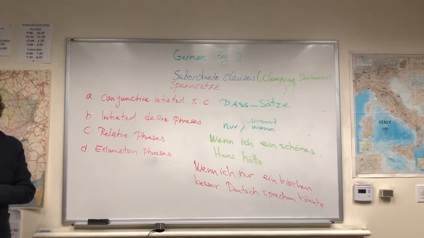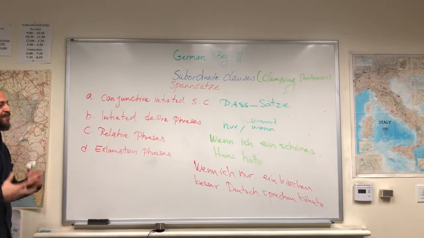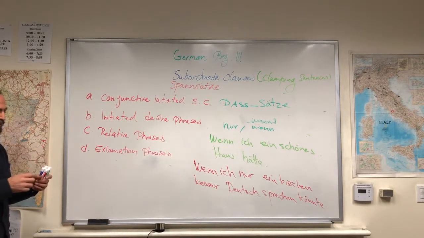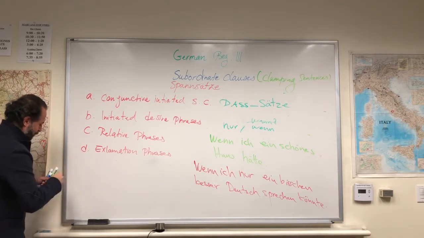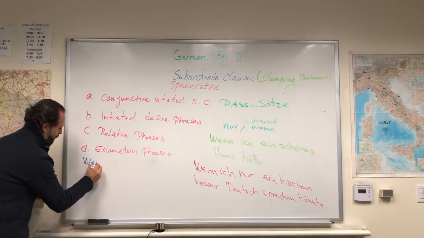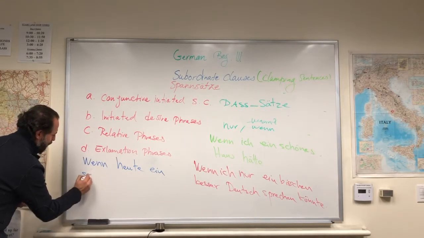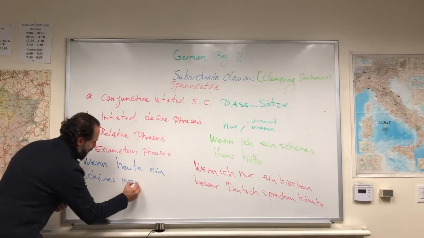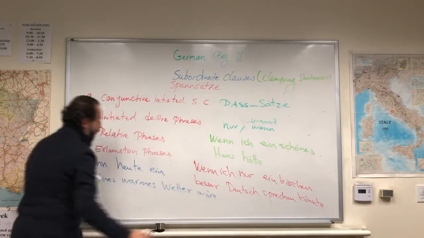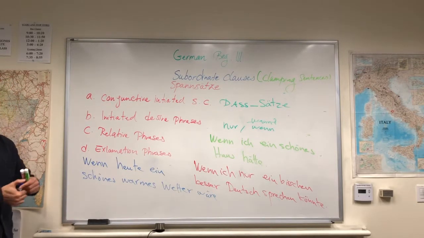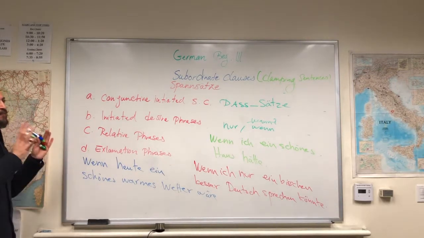So these are phrases where something comes after. Absolutely. They are wish phrases, and that's why they're subordinate phrases. And these phrases often start with wenn or nur. For example, I could say, wenn heute ein schönes warmes Wetter wäre. So what could I do, right? Then comes a second phrase, which is not our concern today. It's just about what happens if I have a wish phrase.